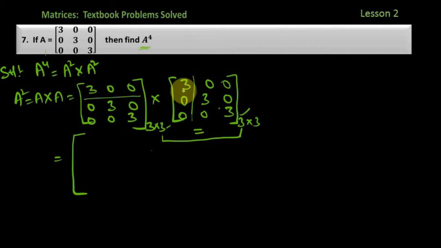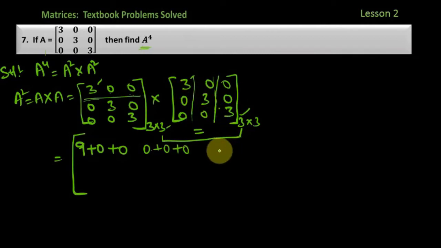See, so 3 into 3. This first element we should multiply with this first element. 3 into 3 is 9, then plus 0 into 0 is 0, plus 0 into 0 is also 0, right? So this is my first element. Similarly, how to find the second element? Fix this row and multiply with the second column elements, right? So 3 into 0 is 0, plus 0 into 3 is 0, plus 0 into 0 is 0.